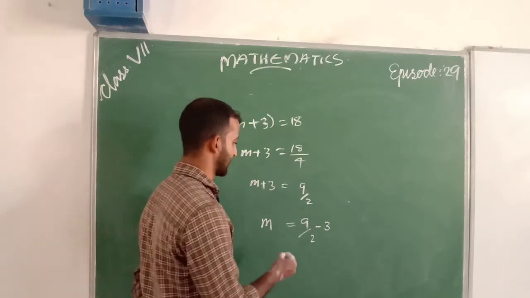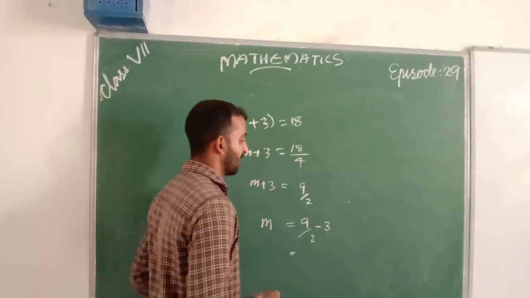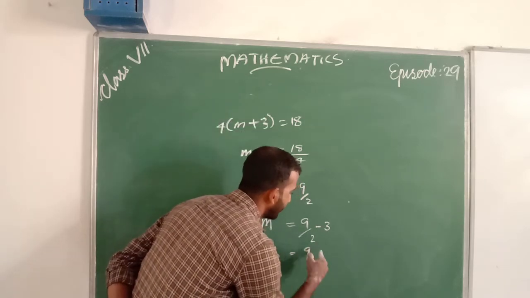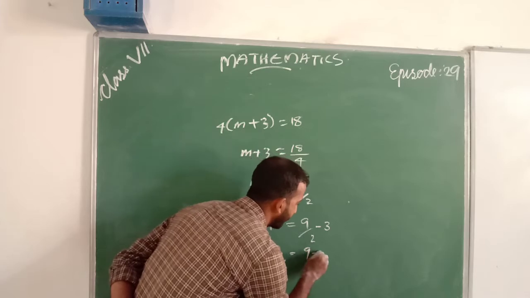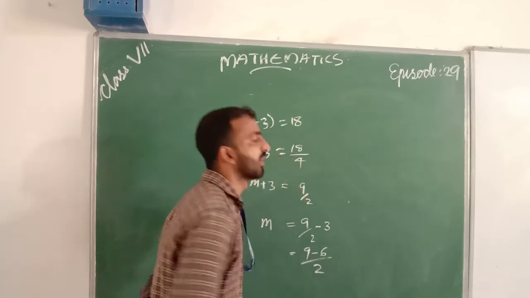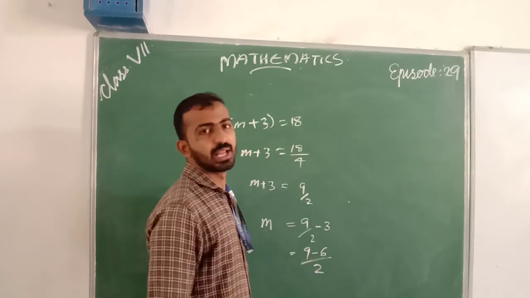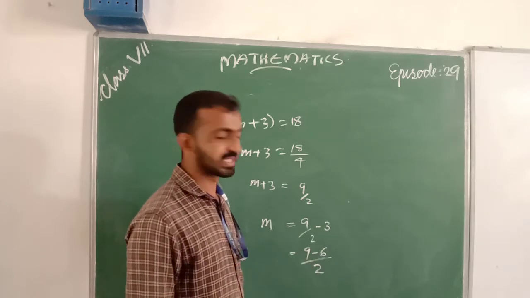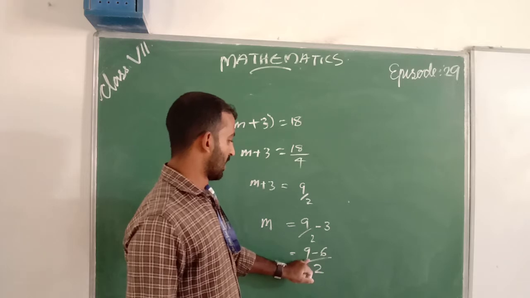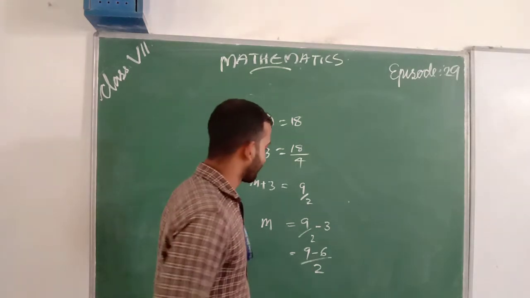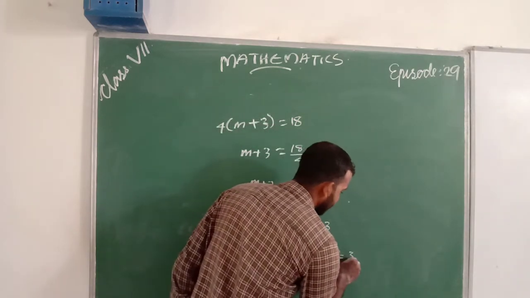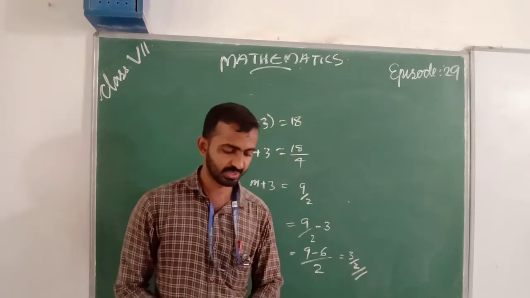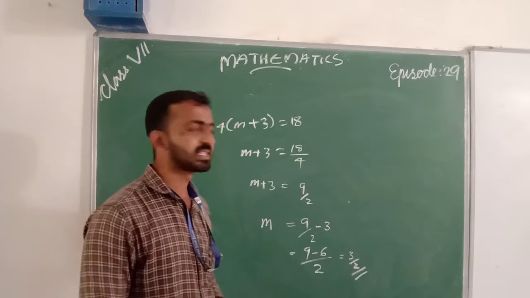We can write 9 minus 6 all divided by 2. We take LCM as 2, then 3 into 2 we get 6. So 9 minus 6 by 2, the answer is 3 by 2. That is, m is 3 by 2.